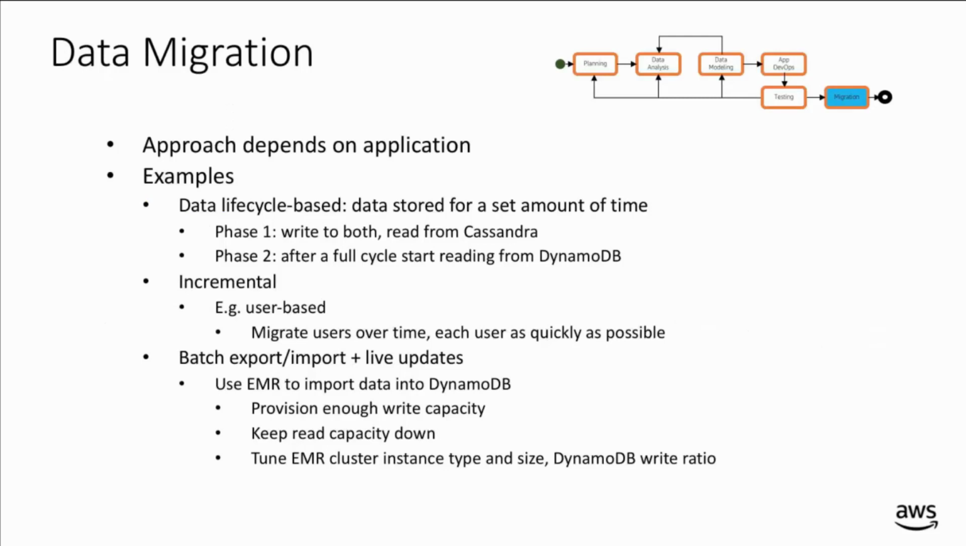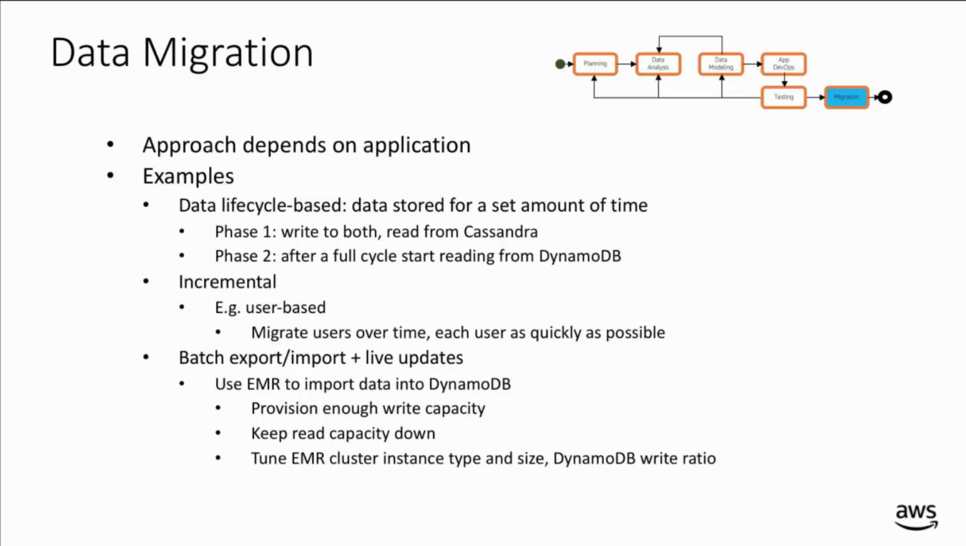Data migration approach will depend on application. Right? So, for example, it could be based on data lifecycle, which we saw in case of gumgum. Data is stored for a set amount of time, and we can take advantage of that as we migrate. In phase one, we write to both, but we read just from Cassandra. And then after that, when all the data is in both data stores, we start reading from DynamoDB.